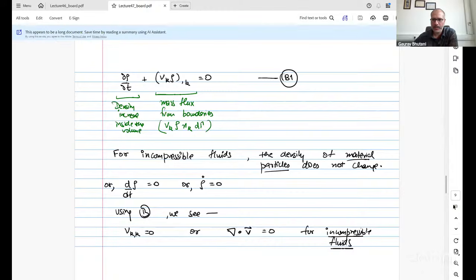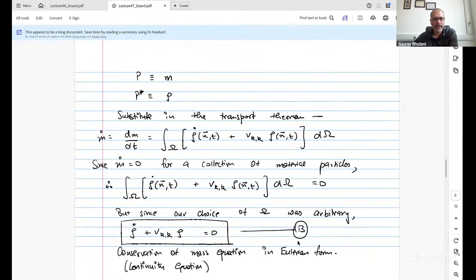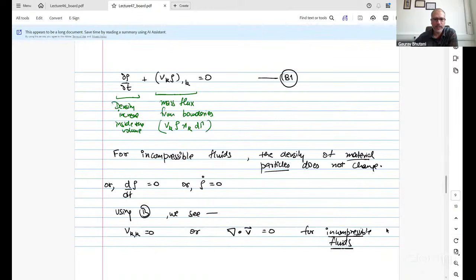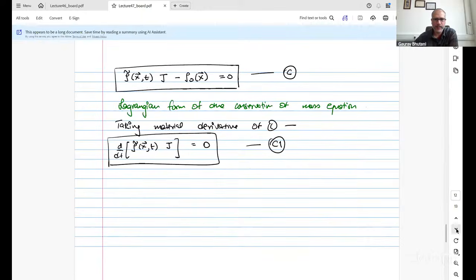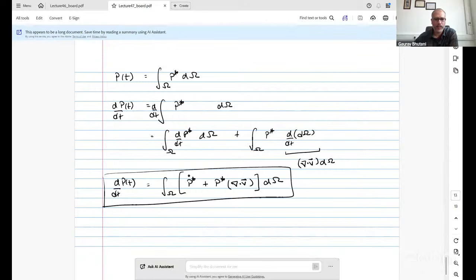If you use the correct form of the equation, which is B here, then all you get is v_k comma k times rho is zero. And since rho is not a zero quantity, v_k comma k is zero, which results in the divergence of the velocity field being zero. This is exactly what we had gotten earlier as well for isochoric motion, which is nothing but incompressible flow, because an isochoric situation means that the volume of an element does not change, which is basically the same thing as incompressible. Then we talked about the conservation of mass in the Lagrangian form, and let's move on to the next lecture.